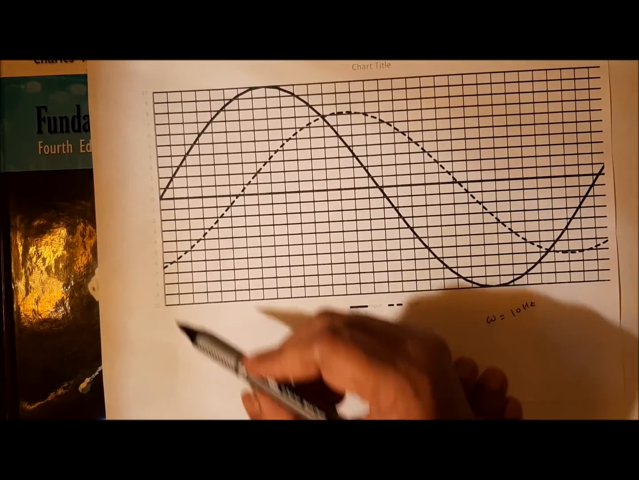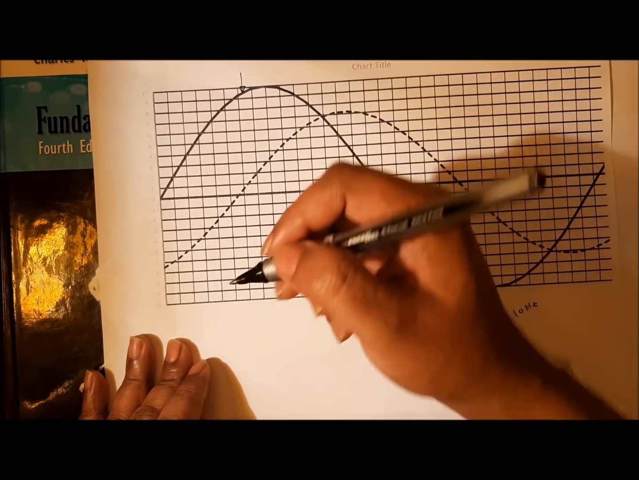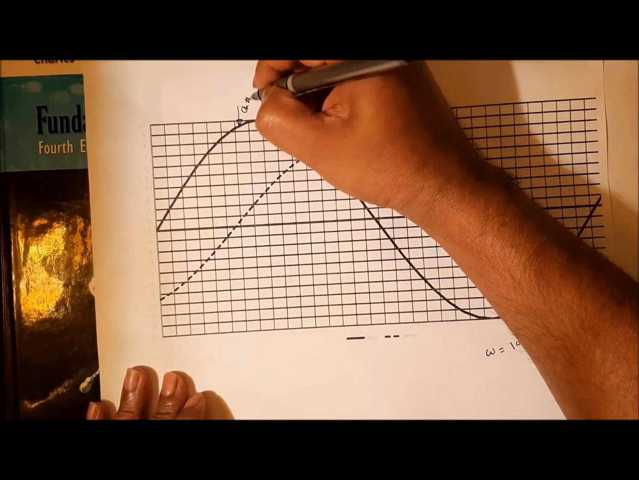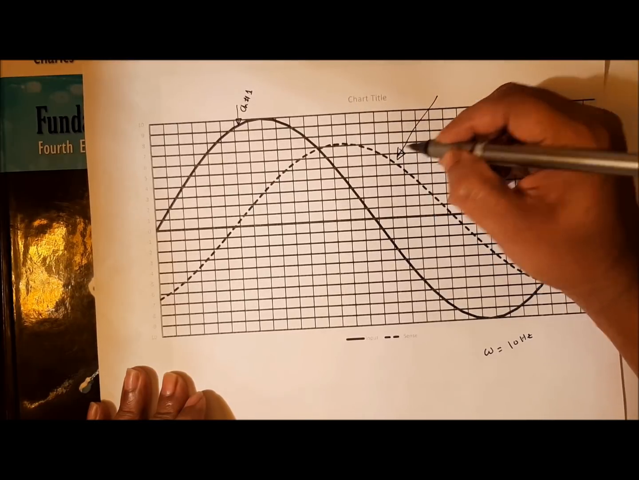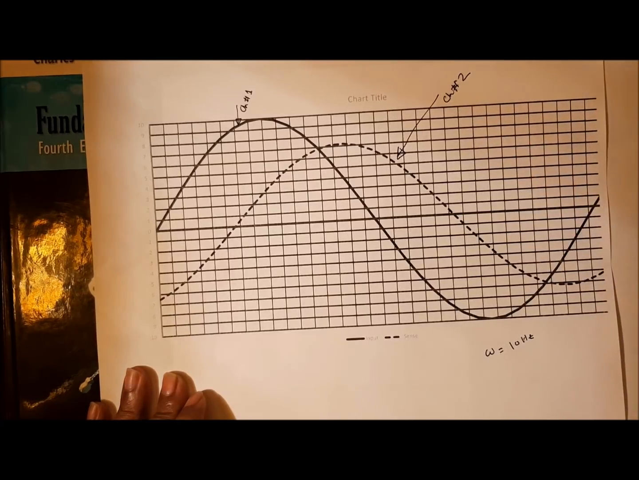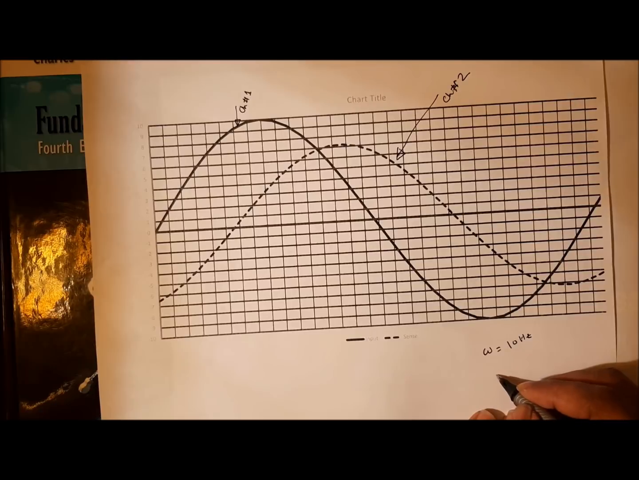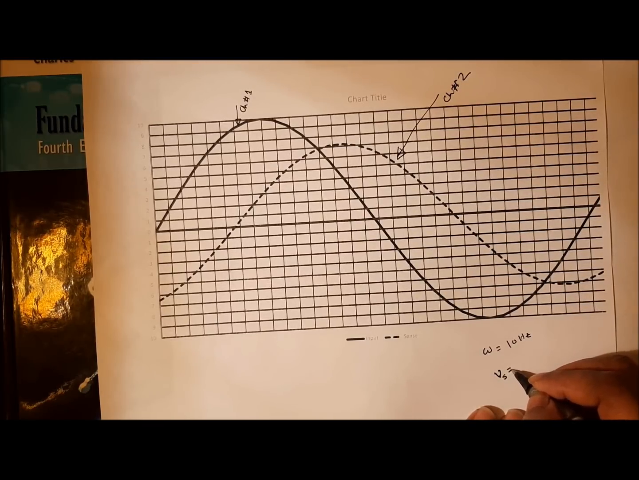We got a wave shape like this. This is my channel 1 wave shape, channel 1, and this is for channel 2. Now channel 1 is the voltage of the source. So you can write the voltage for the source. This is the source voltage.